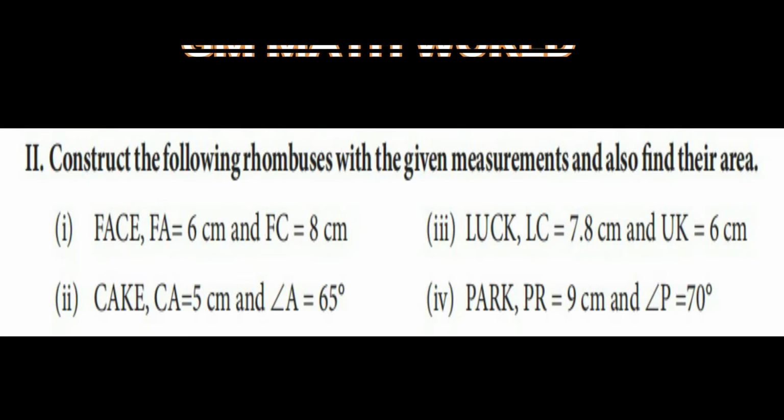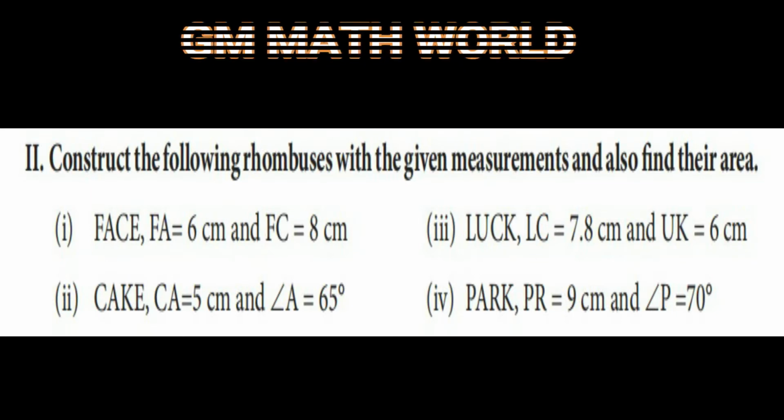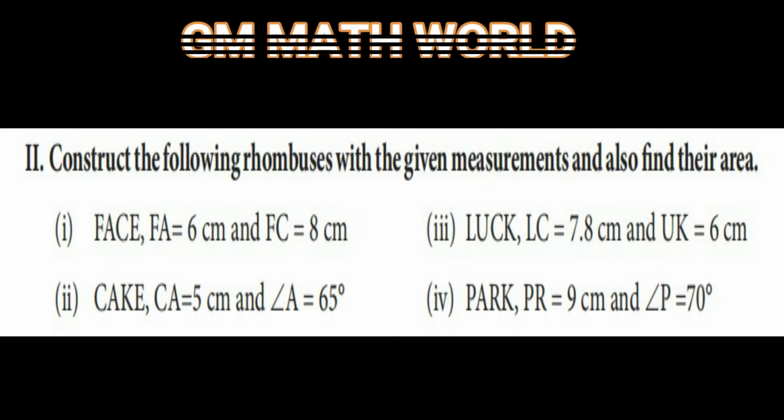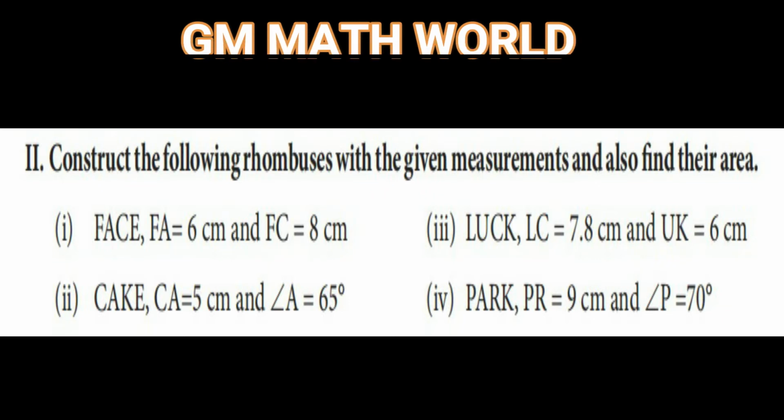Second problem, construction of rhombus LUCK. LC is 7.8 centimeter and UK is 6 centimeter. Both the diagonals are given. So first of all, using the scale, draw the rough diagram.